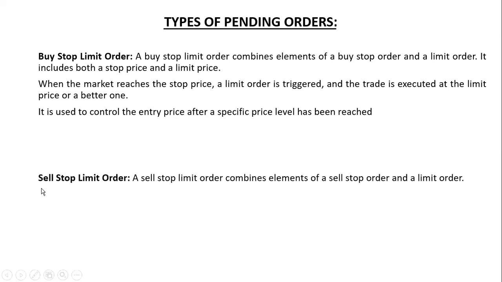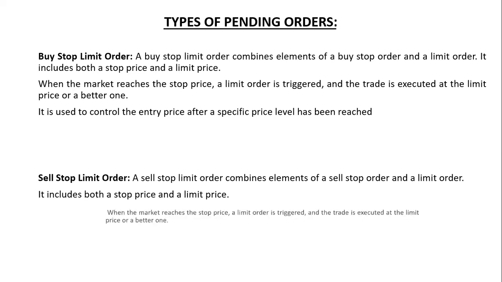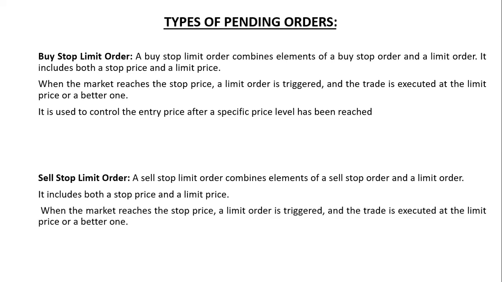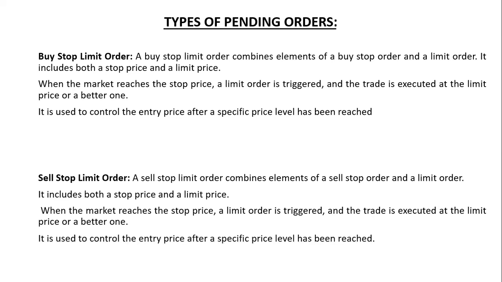Now, the other form is the sell stop limit order. It is just the opposite of the buy stop limit order. A sell stop limit order combines elements of a sell stop order and a limit order. It includes both a stop price and a limit price. When the market reaches the stop price, the limit order is triggered and the trade is executed at the limit price or a better one. It is used to control the entry price after a specific price level has been reached.